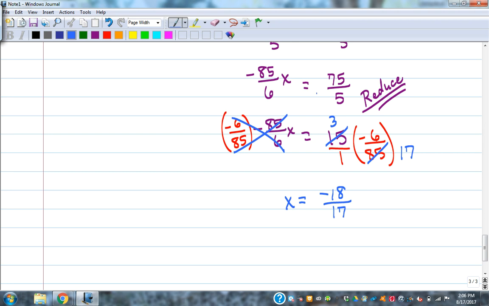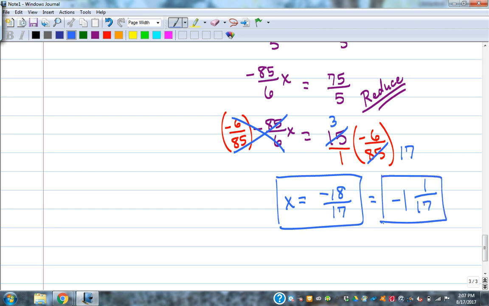Well, that reduce. That's not reducing. That's making a mixed number. Doesn't reduce, but it becomes negative 1, 1/17. The process is not any different. It's all just a change in how you can add and subtract the numbers because they're fractions instead of integers.